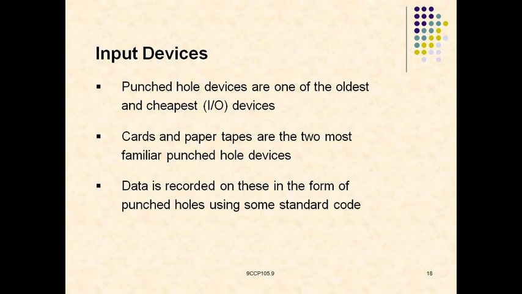You have punched hole devices, the oldest and cheapest input output devices. Cards and paper tapes are the two most familiar punched hole devices. Data is recorded on these in the form of punched holes using some standard code. Okay, this is the oldest and cheapest input output device, punched holes.